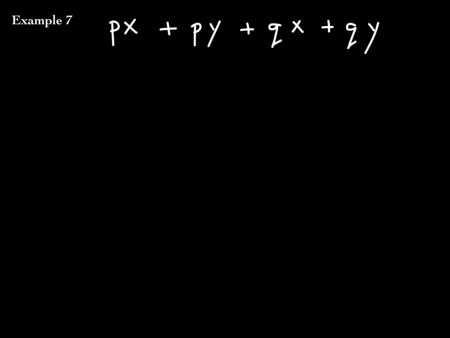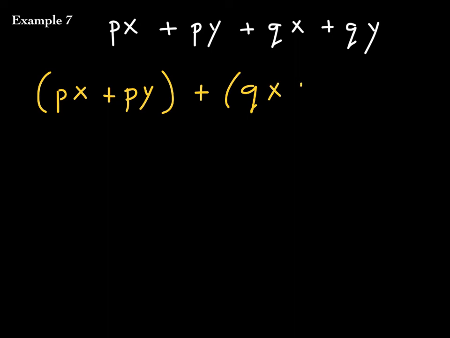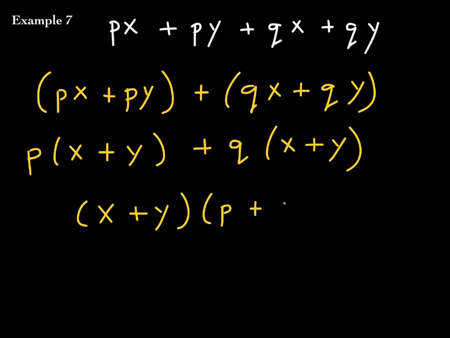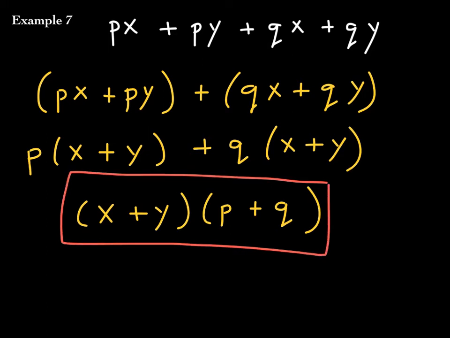All right, let's try grouping these. So PX plus PY, and then plus QX plus QY. That's usually how I group my terms. I'm factoring out a P here, leaving me with X plus Y. I'm factoring out a Q here, leaving me with X plus Y. So I guess the final factorization would be X plus Y times P plus Q. Okay, that would be the final factorization here. All right, good deal. Let's move forward.